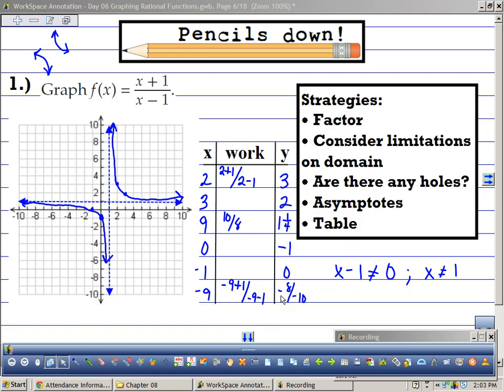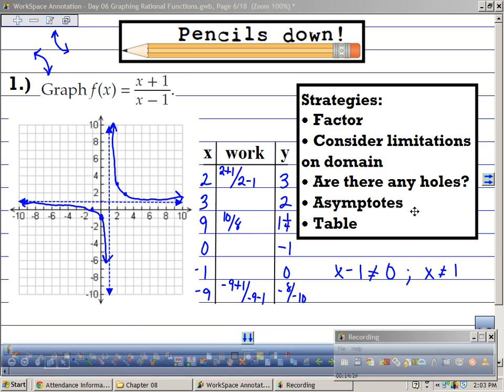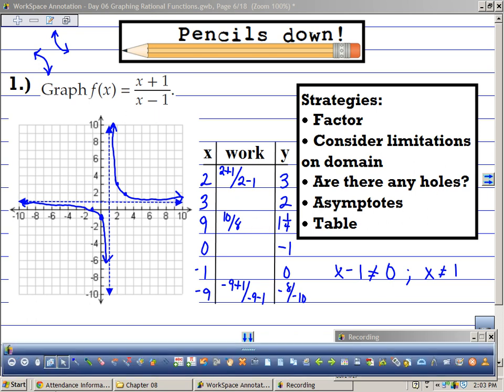All right, so let's look at our steps. Here's our steps. Factor. Didn't need to factor. Consider limitations on the domain. We did that. Are there any holes? We're going to talk about that next. Asymptotes. Drew our asymptote. Did a table. We have our graph. Questions?